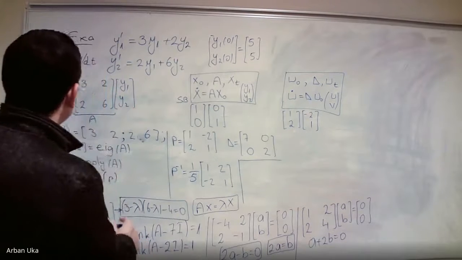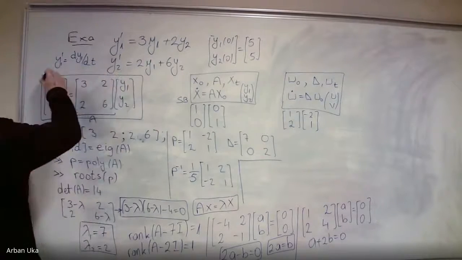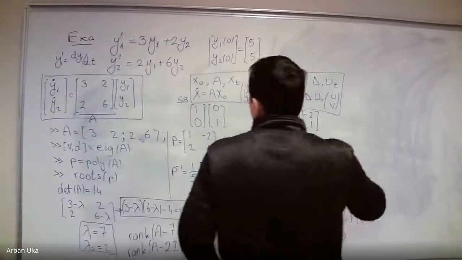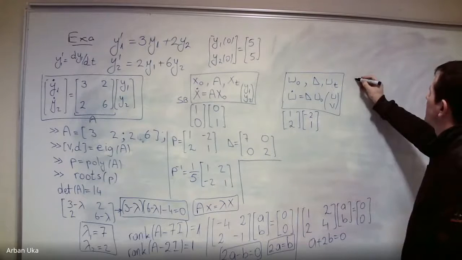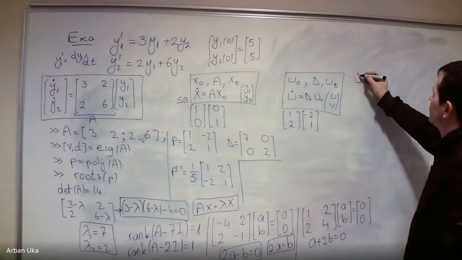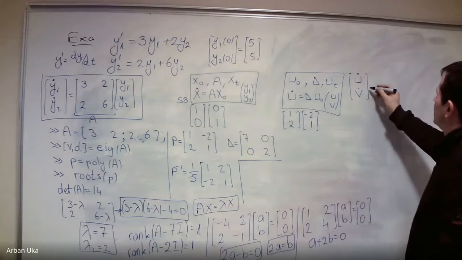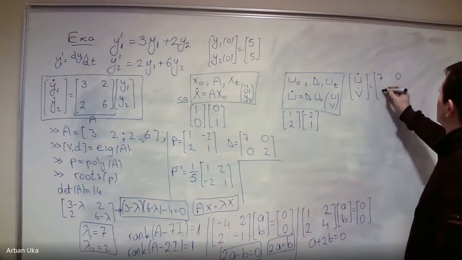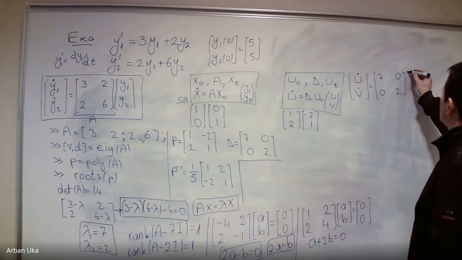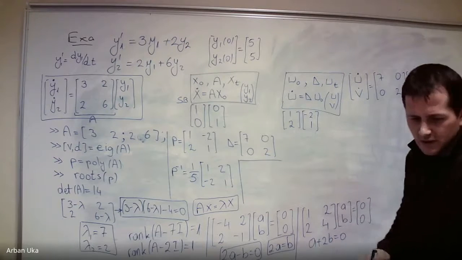So what is the next step? The next step, we need to write this. Okay. So how can we write this system? Let's pass on this other side, on the opposite. So we say that the rate of change of U and the rate of change of V, okay, this is equal to 7, 0, 0, 2 times U, V. Okay, so this is what we do.